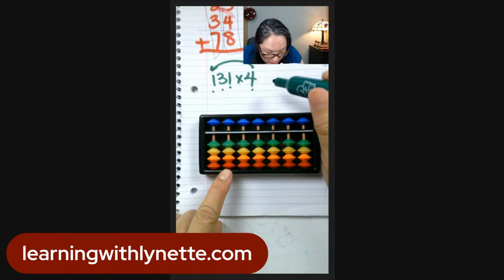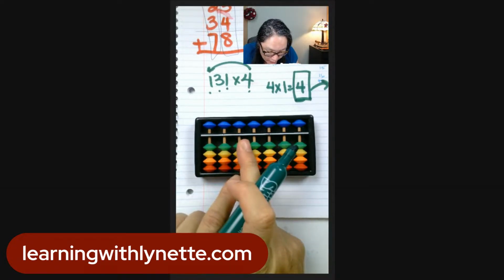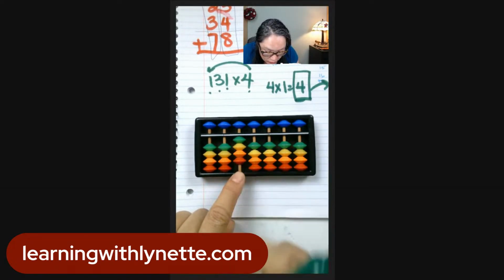So what we do is we do 4 times 1. Notice 4 times 1 is a single digit. Because 4 is a single digit, how do we make this into two digits? We need to add a 4 and a 0. So we know we're going to do 0 and 4 over here. So the 4 goes over here.